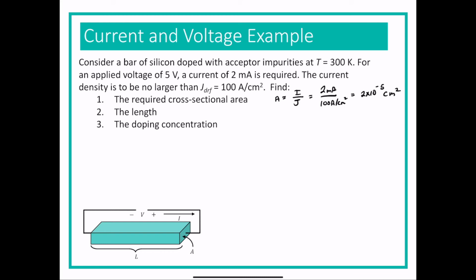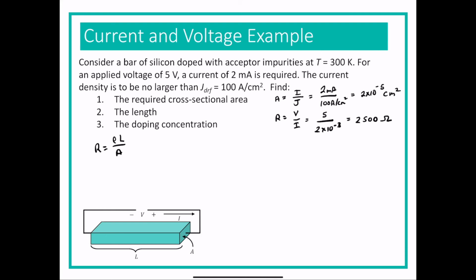Now, as I said, we can find the resistance because we know the voltage over the current. So the voltage is 5 volts, current is 2 times 10 to the minus 3, and we'll get 2,500 ohms for that value of resistance. So we know that R equals rho L over A.